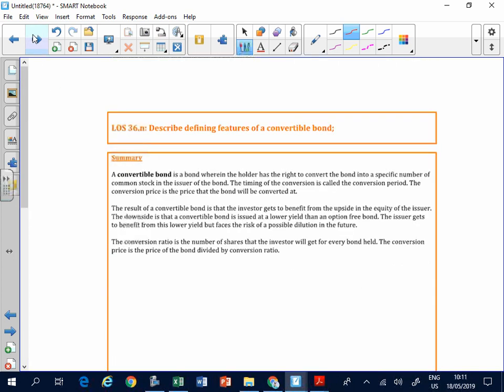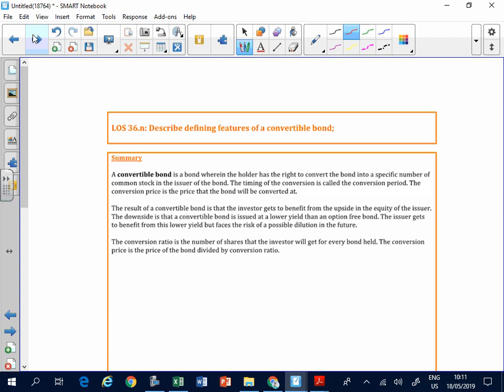Okay. Convertible bonds. We know how this one works, right? Okay, so the issue over here, I'll just get back to your question as well. A convertible is a bond where the holder has the right to convert into a specific number of common stock, the specific number being the conversion ratio that I described earlier. The timing of the conversion is called the conversion period, and the conversion price is the price the bond will be converted at. So the bond price has a value, and then you've got the equity that has a value. You always compare the two prices. And if the equity value is greater than the price of the bond, you will convert into equity. That's just the mechanics of it.